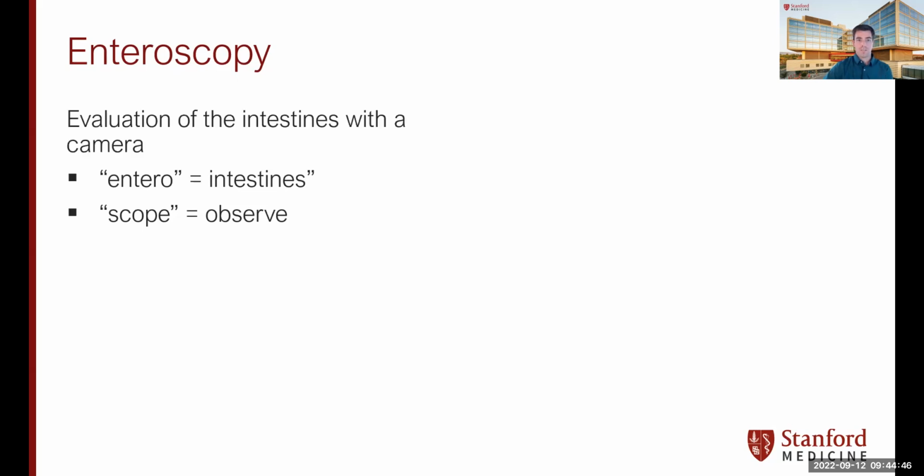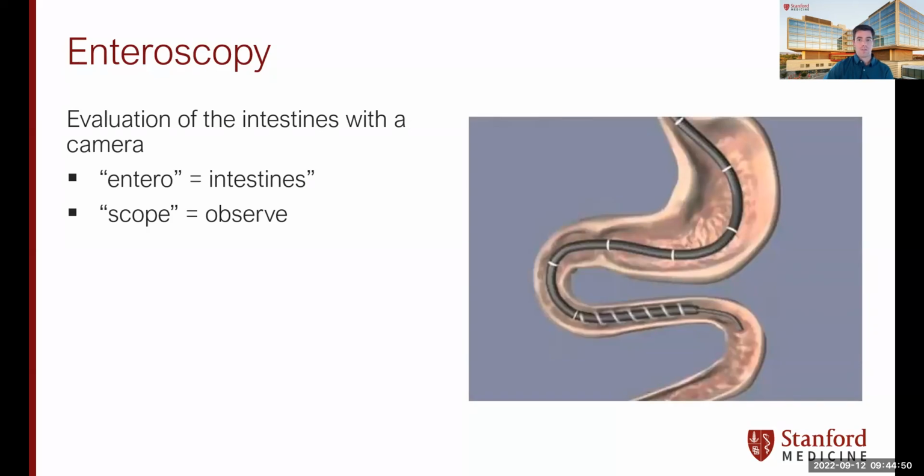Yeah, so an enteroscopy is something that most of us know colloquially. So an enteroscopy is your intestines, scope is observed. So it's evaluation of the intestines, usually done with a camera. So colonoscopy is an example of an enteroscopy, or you can do it from the top, which is an esophagogastroduodenoscopy, which is a type of enteroscopy. There are also a number of other scopies.